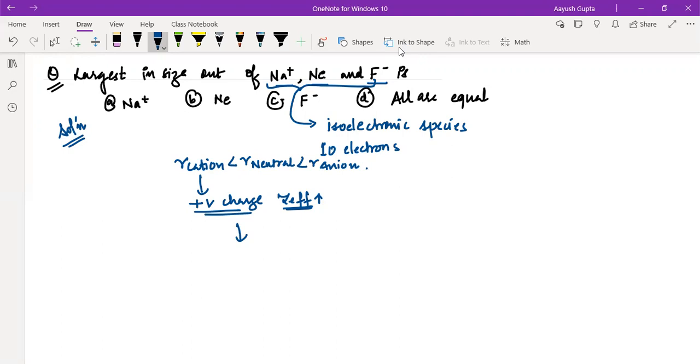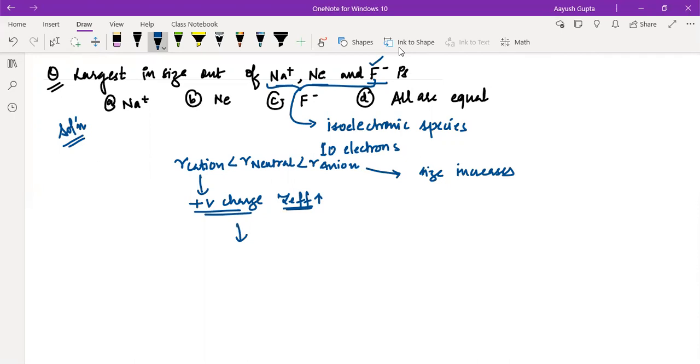In case of anions, negative charge ions have less effective nuclear charge because they have more electrons and fewer protons. Therefore, their size increases. So we can clearly say that out of these species, only F minus will have the largest size.